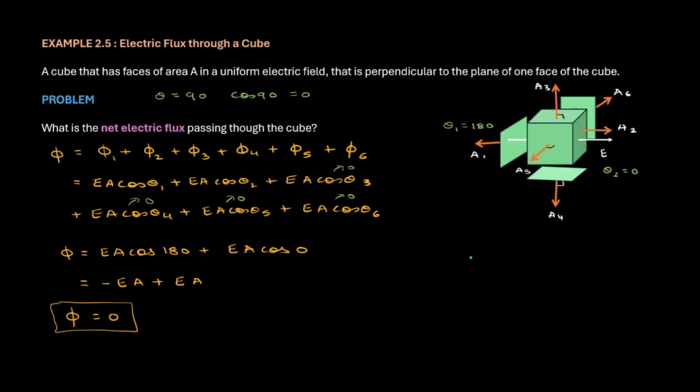Now there is a simpler way of solving this problem by using Gauss's law. We know from Gauss's law, flux through any closed surface is numerically equal to charge enclosed by the surface over epsilon naught. Now here there is an electric field passing through the cube, but there is no charge enclosed within the cube. And if there is no charge enclosed inside the cube, this term over here will become 0. And when you do 0 over epsilon naught, you get the flux to be equal to 0.